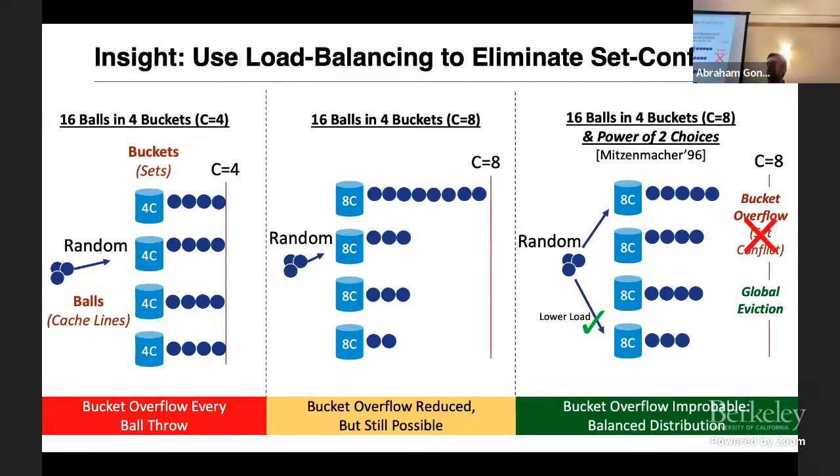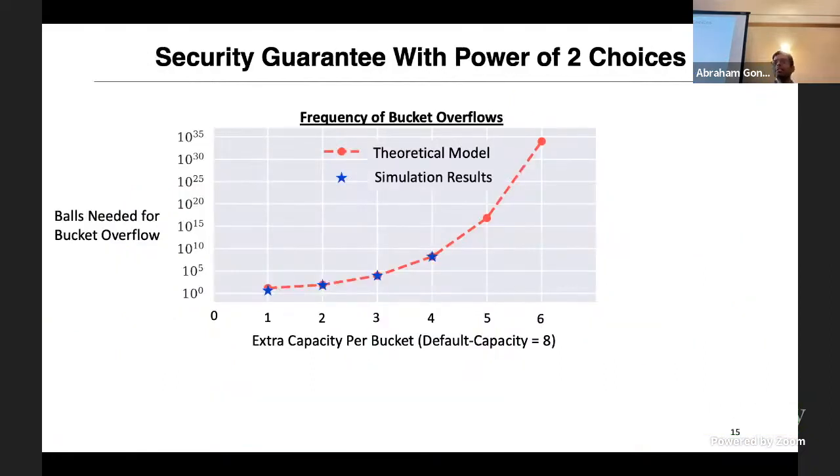To see how much we need to over-provision our buckets in the case of our cache, we modeled this in a simulator. The XY plot here on the x-axis shows buckets with increasing capacity. We took a bucket with default capacity 8, and then added extra capacity, increasing the amount of over-provisioning. On the y-axis, we show the frequency of these bucket overflows: how many ball throws do you need before you get a bucket overflow?